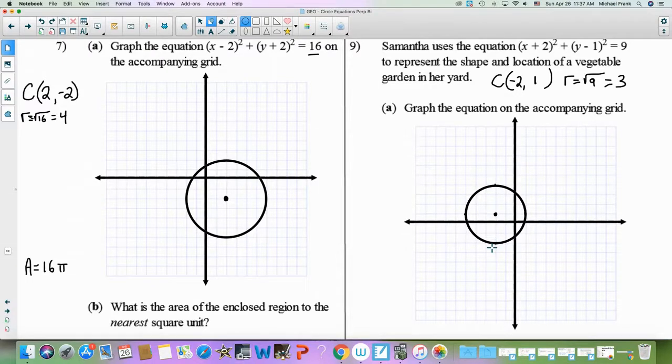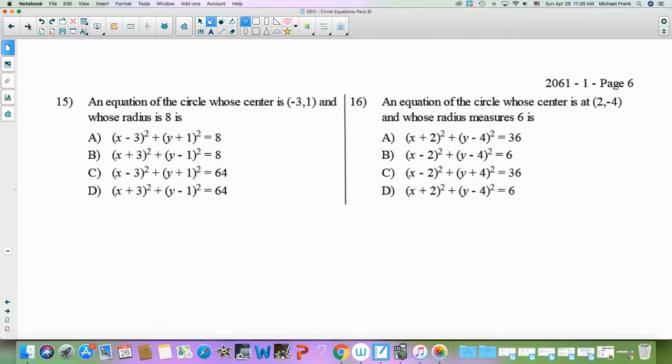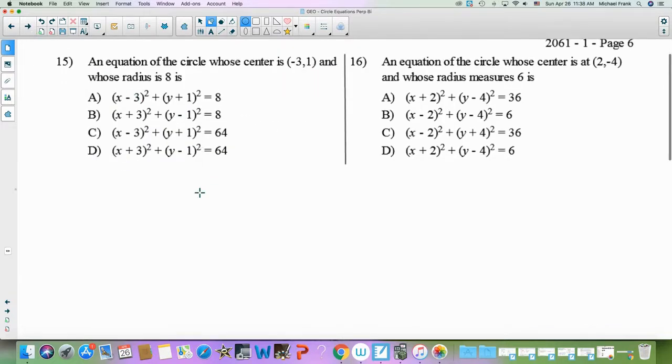So graphing circles is pretty simple. However, just make sure that you're able to work forwards and backwards. Let me see if I have any of those. Let's just look at these two really quick. An equation of the circle whose center is -3, 1, and a radius of 8. Well, this is good practice here, so I wanted to take a second, see if you can write that equation before you even look at the answers.